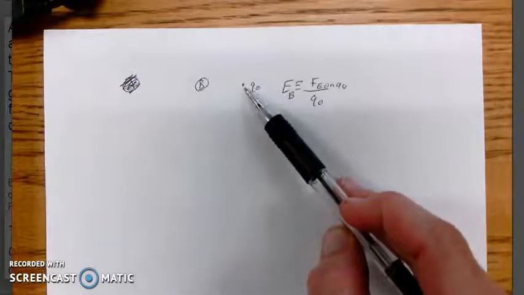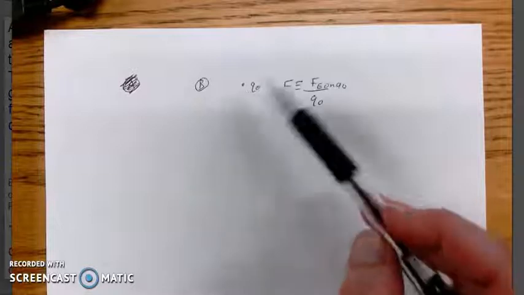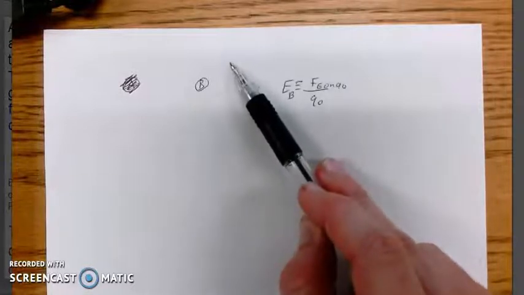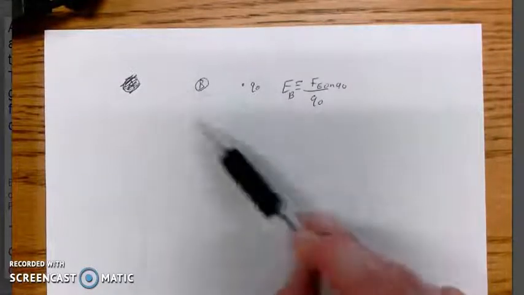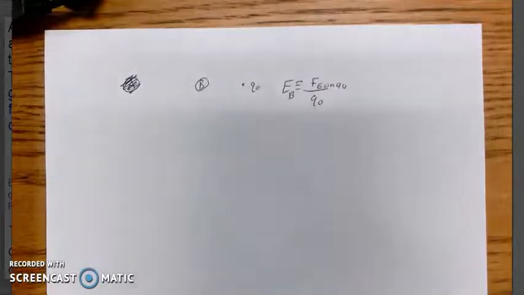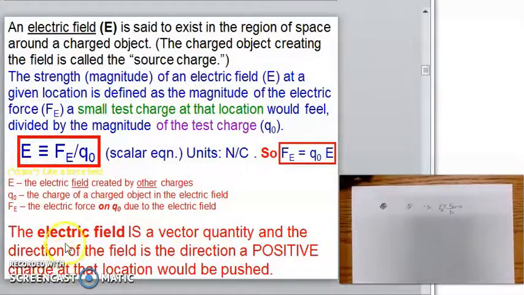It's not dependent on that charge that you put there. Even if the charge weren't there, there's still an electric field from B all around it, even if there's nothing there testing or seeing how strong that field is. So we're going to go back here. It says the electric field is a vector quantity, and the direction of the field is the direction a positive charge at that location would be pushed.